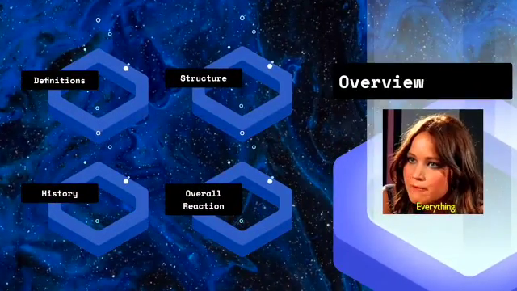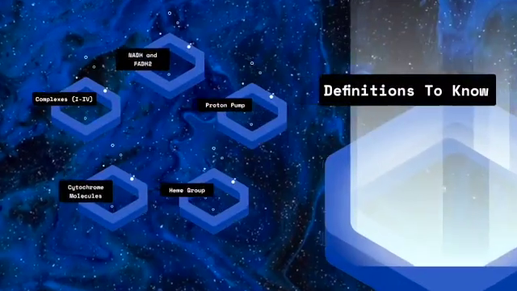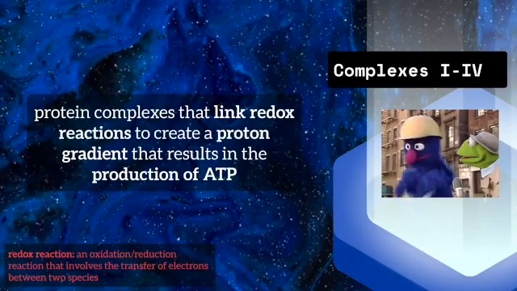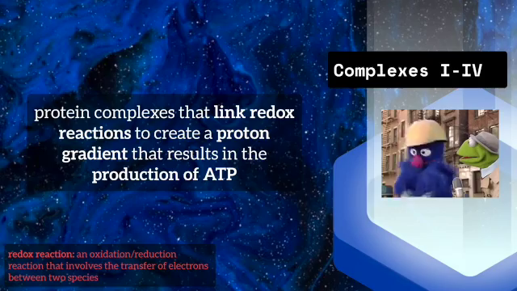Here's an overview of the electron transport chain. Some important definitions to know. Complexes 1 through 4 are protein complexes that link redox reactions to create a proton gradient that results in the production of ATP. A redox reaction, as a reminder, is an oxidation-reduction reaction that involves the transfer of electrons between two species.